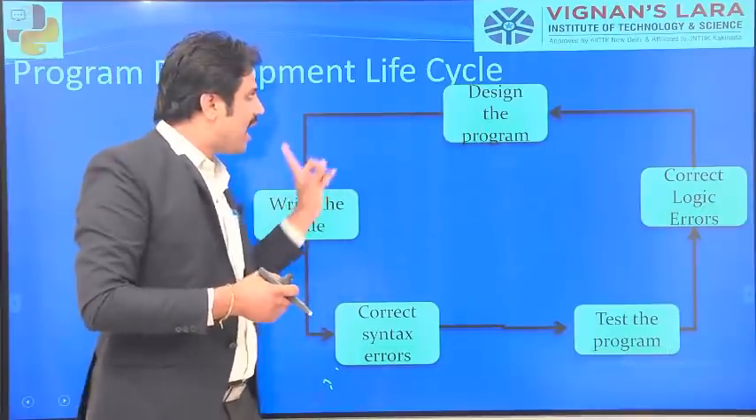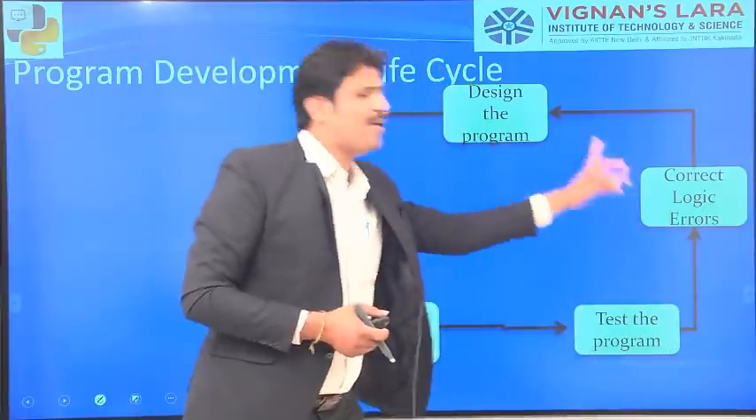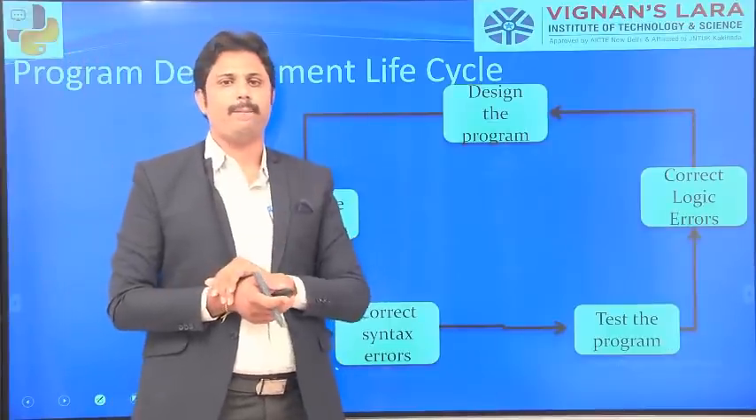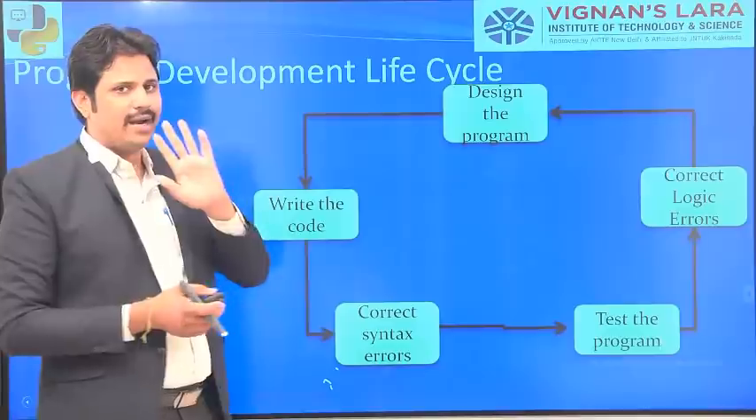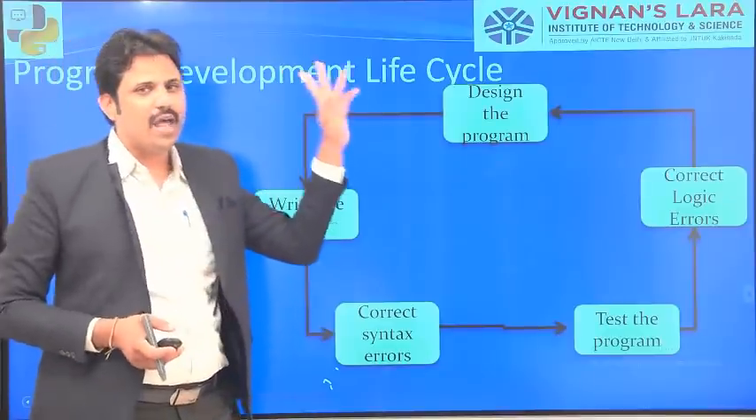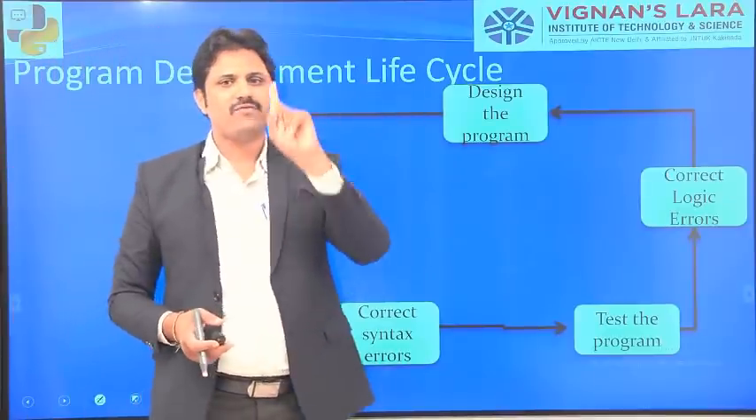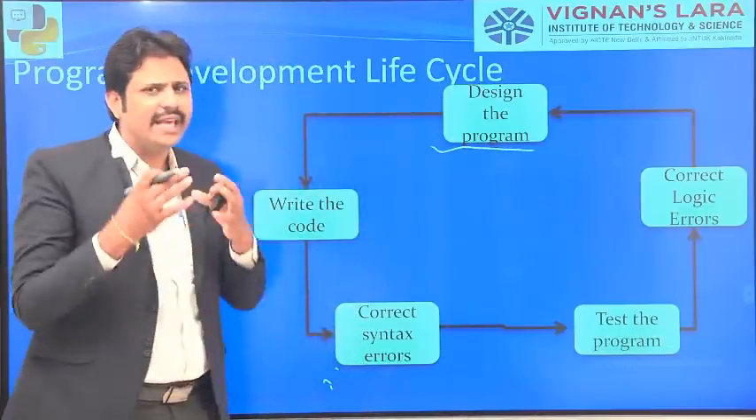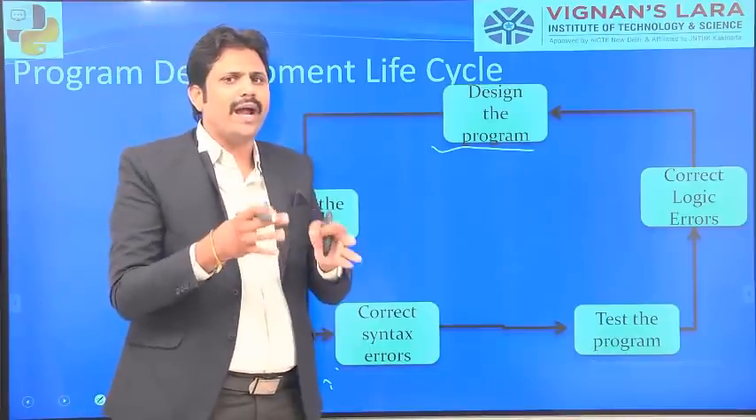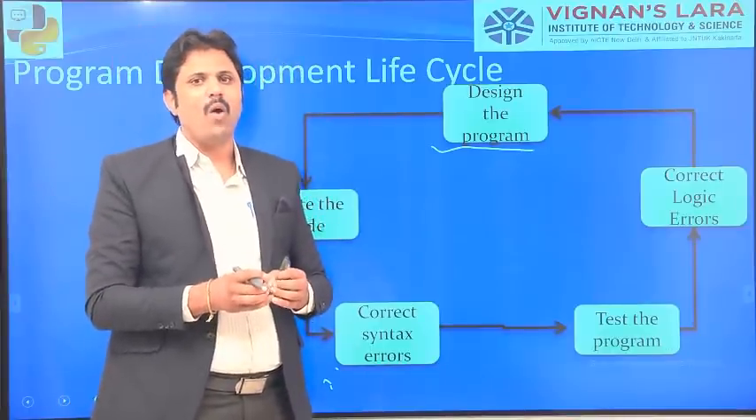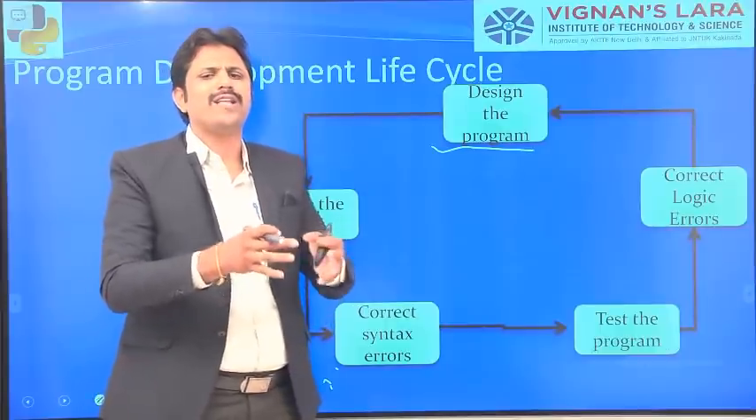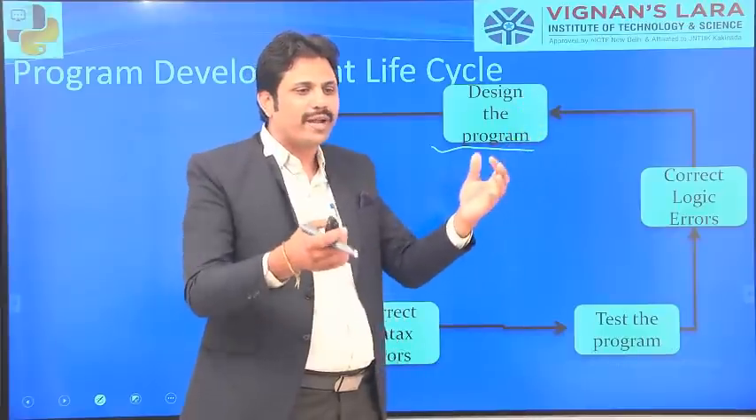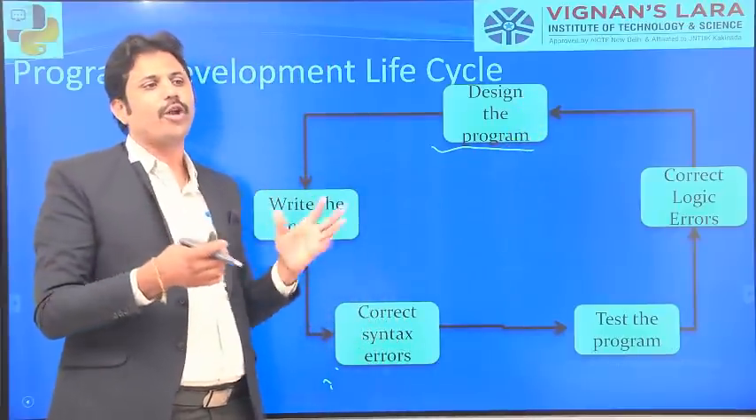So this is the program development life cycle. It is a continuous process to develop the program. So let us see the program development life cycle. Step 1 is design the program. Here you get what requirements are needed, what inputs you are going to give, what expected output you want. So you have to design, you have to get all the ingredients before writing the code.